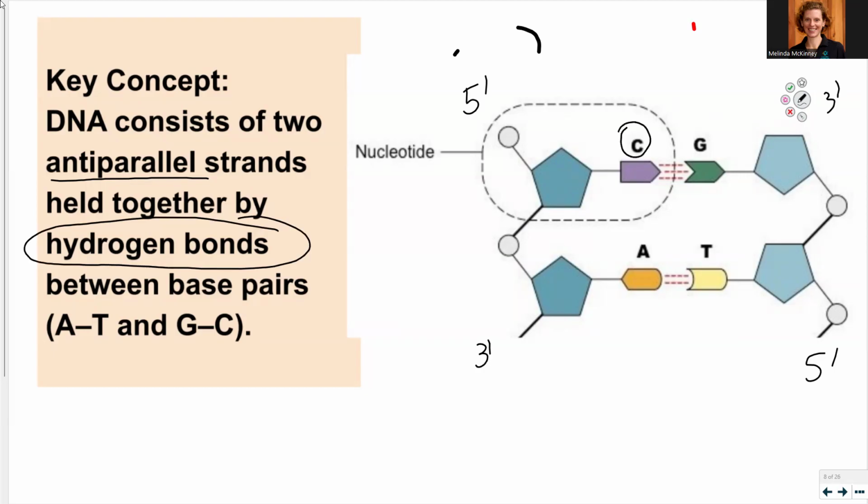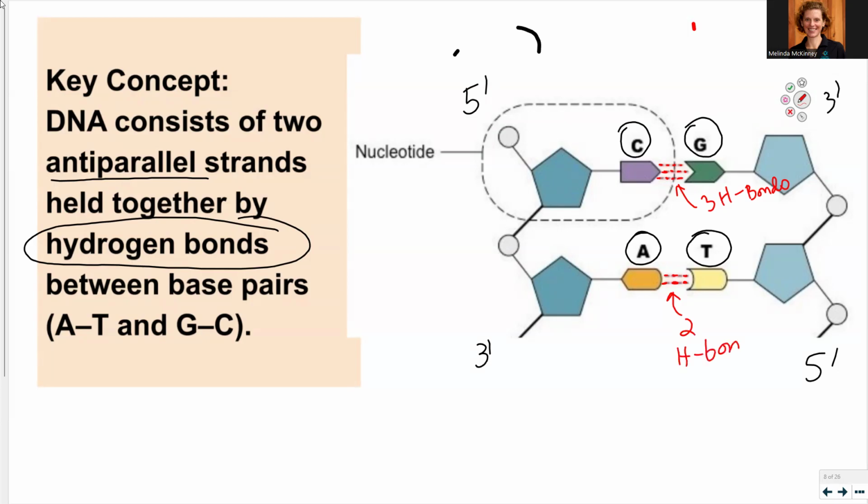Cytosine and guanine are always going to be together, and adenine and thymine are always going to be linked together. They're linked together with hydrogen bonds. If you remember, hydrogen bonds are represented with either dashed or dotted lines. So there are three hydrogen bonds that link together cytosine and guanine. And then there are 2 hydrogen bonds that link together adenine and thymine. Okay, so 2 hydrogen bonds.